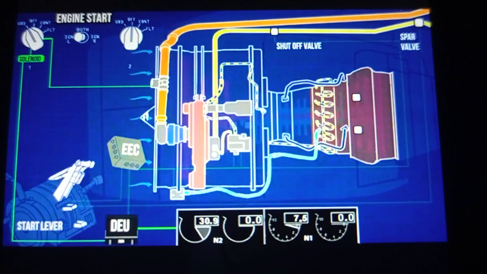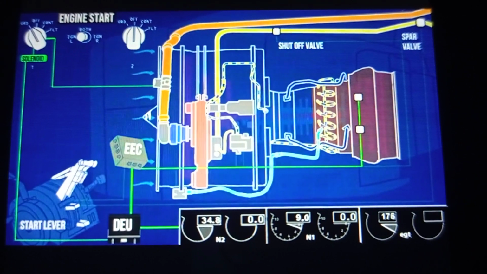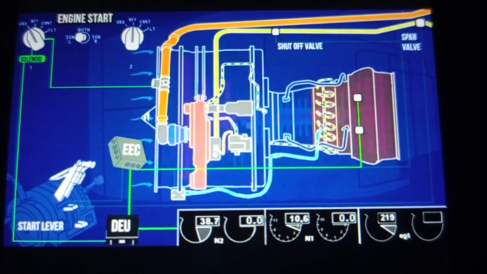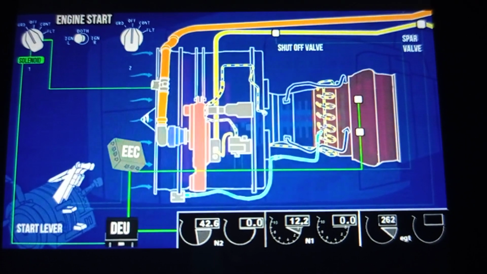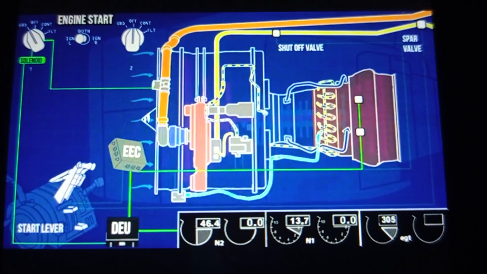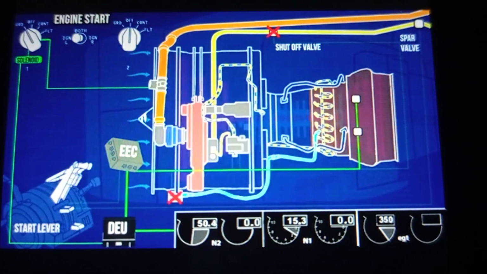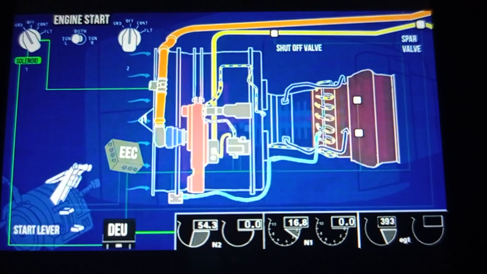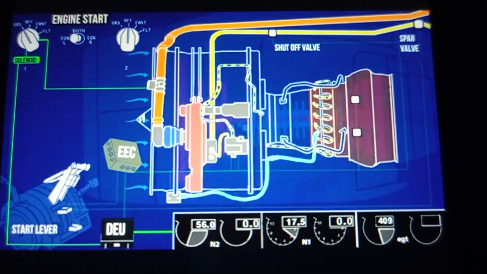Thermocouple sensors send the exhaust gas temperature data to the EEC. EEC monitors engine parameters, and if it notices any anomaly, immediately cuts off the fuel supply and ignition. At 56% N2, the engine reaches a self-sustainable level.